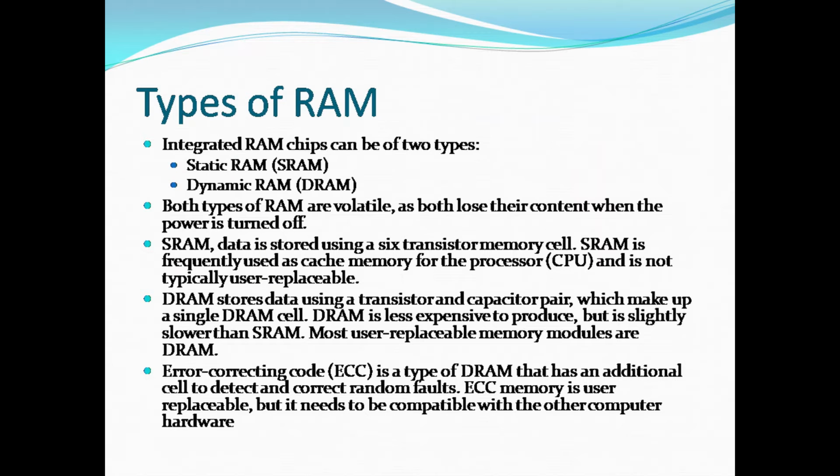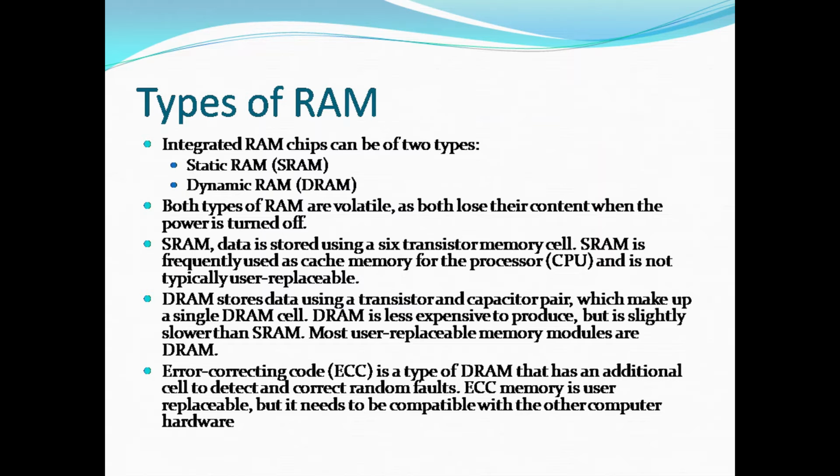There are different types of RAMs. Integrated RAM chips can be majorly classified into static RAM and dynamic RAM. Both types are volatile as both lose their content when the power is turned off. Static RAM data is stored using a 6-transistor memory cell, is frequently called cache memory for the CPU, and is not typically user replaceable.